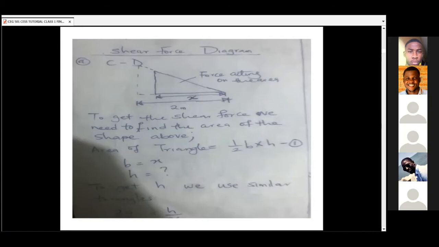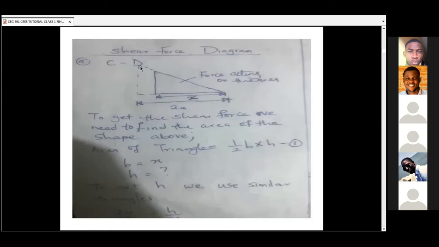Now, if we take a point X, a distance X from C of CD, that will be less than two meters. The shear force is actually the area of the shape we are considering. To get the shear force, we need to find the area of the triangle, because this is a triangle. So the area is half base times height. The base is the X distance that we are considering, while the height is something that we do not know, because we are not considering the full span.